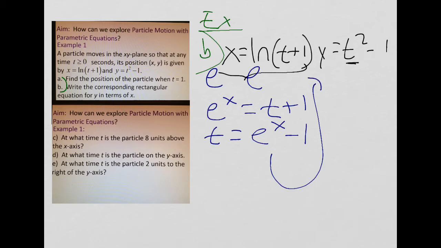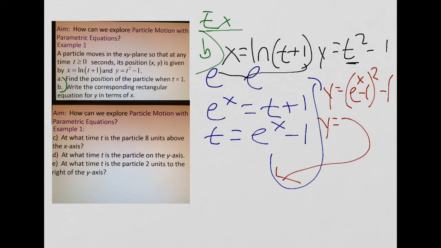We're going to go to our y equation, and we're going to replace t with this e to the x minus 1 quantity. And we would have to square it and subtract 1. So let's do that. There's a lot of terms I'm going to have to squeeze in here. So, you know what? I'm going to bring this back around here. A lot of looping arrows today. That's all right.